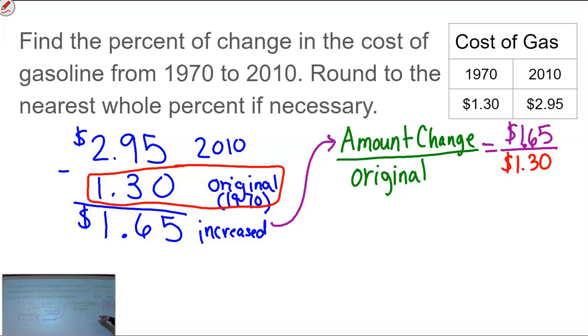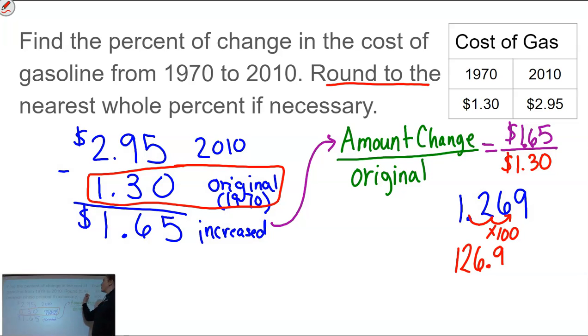And when I do that, I get 1.269. Now this is not a percent. I have to change it into a percent. And you guys learned how to do that by multiplying it by 100, right? So we move the decimal over twice. So I have 126.9. It did say round to the nearest whole percent.